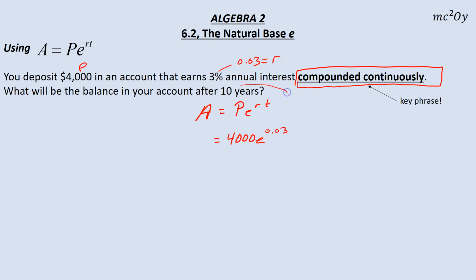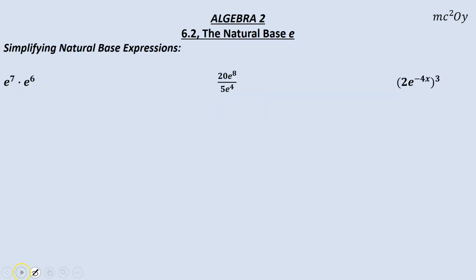And T, there's our time. Okay, so we'll multiply that by 10. So we end up with, we'll round it up here, 5399.44. $5,399.44 when we round. All right. So the key phrase, continuously compounded or compounded continuously. That's how we use it. It's not too difficult. Let's go ahead and simplify some expressions using natural base E.